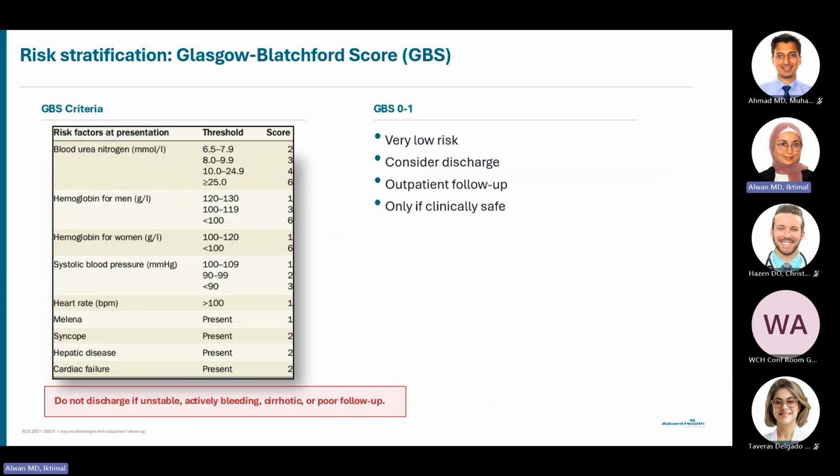This is the score I was mentioning earlier. It's called the Glasgow-Blatchford Score, GBS. You can find it on MDCalc, and you can log the information of the patient, including BUN, hemoglobin, systolic blood pressure, heart rate, melena, syncope, hepatic disease, cardiac failure. And then if the risk is 0 to 1, you can discharge the patient and manage outpatient. But this score shouldn't replace clinical judgment, because if the patient is actively bleeding, or if you feel like the patient is not adequate for outpatient management, then don't send her home. But this score really helps stratify. Anything above 1 is inpatient.